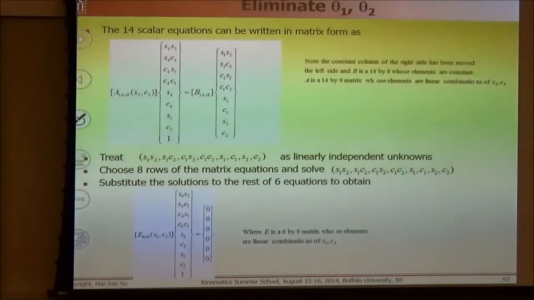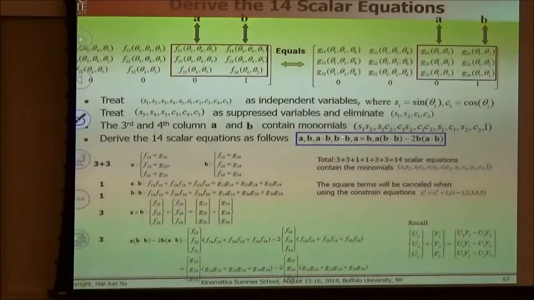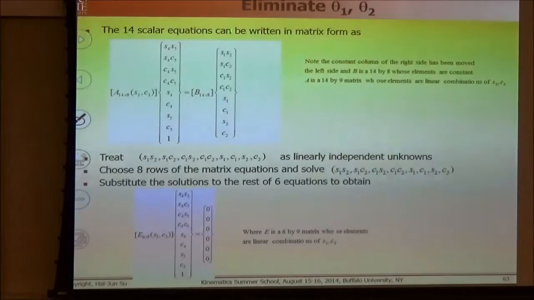So I have a total of 14. I use 8 of them to eliminate, substitute the solution of these monomials. To the rest of 6, I should get 6 equations. So here I have 14, right? I pick 8, or I can do a linear reduction. I just need to eliminate these monomials.